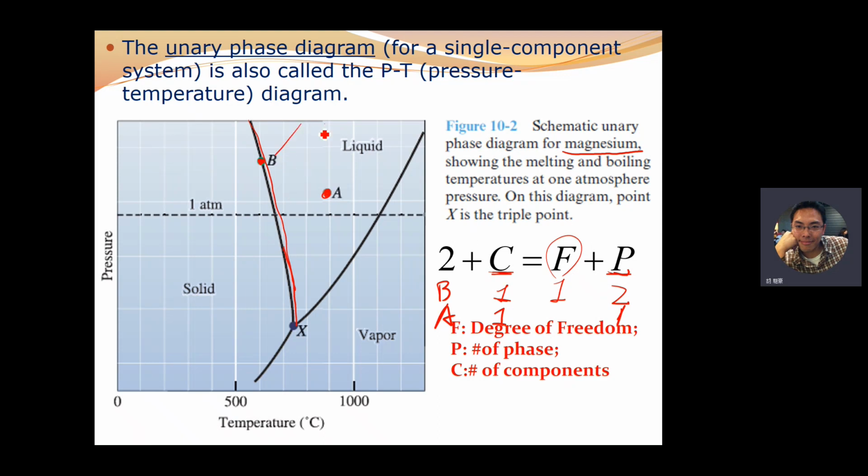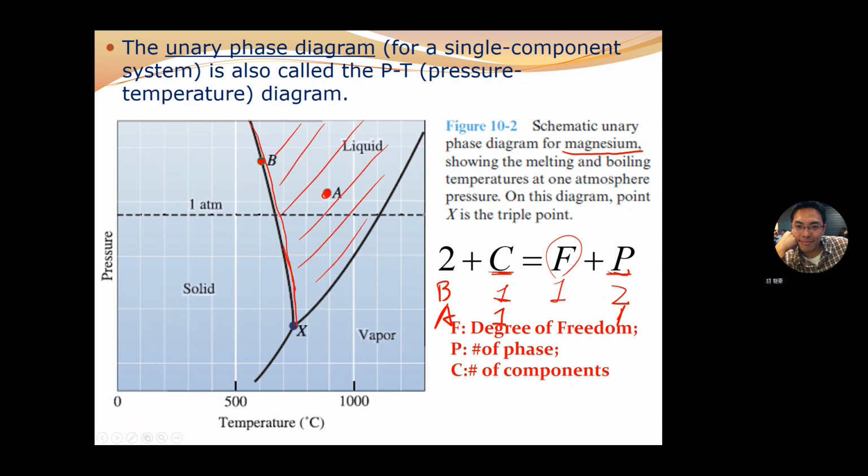So in this region, any conditions are liquid. Therefore, at point A, how many degrees of freedom does it have? 2, right? Is that clear? 2 degrees of freedom. What does that mean? That means we can modify or control both pressure and temperature, at least while the point is within the liquid phase range.